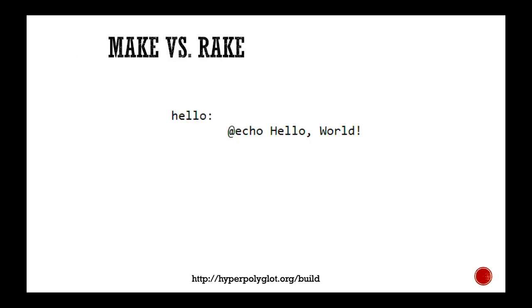Now I'm going to compare these two for you. In Make, you'd end up with something like this, @echo hello world. In Rake, you'd have task hello do puts hello world end. Okay, so this isn't terrible. This really isn't bad. They're similar in a lot of ways. They're a little different. The syntax is different, but generally not that different.